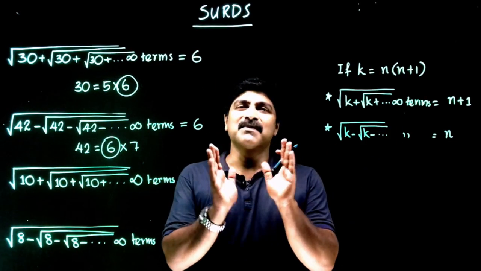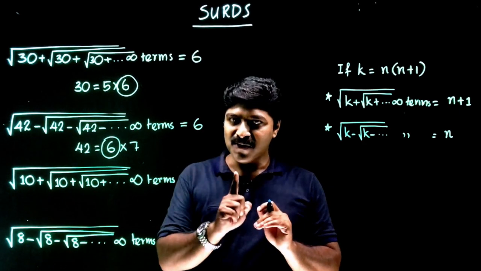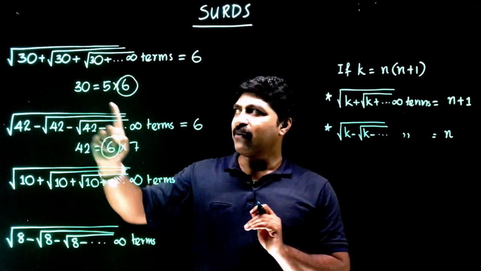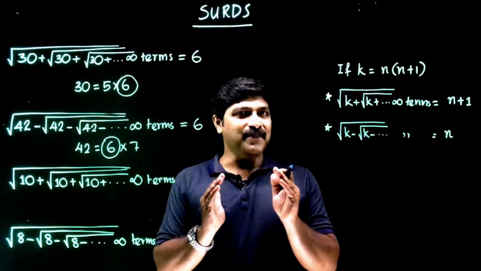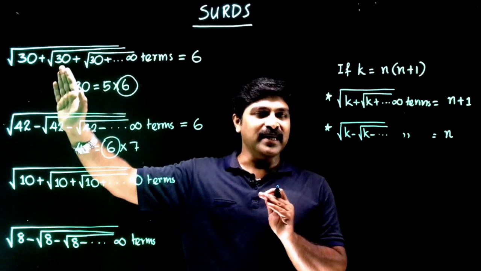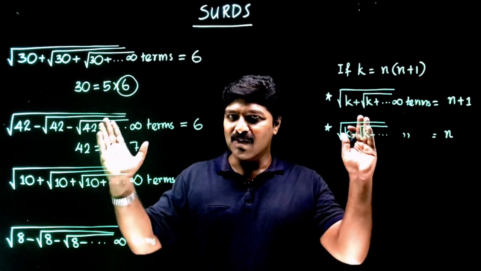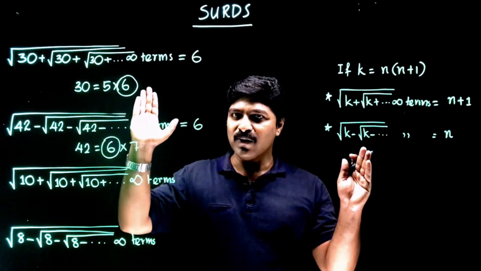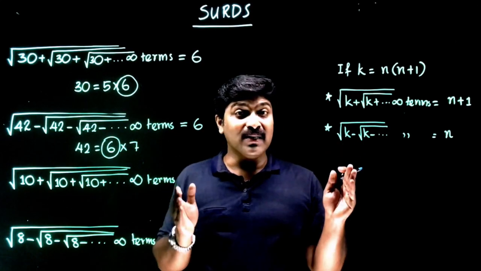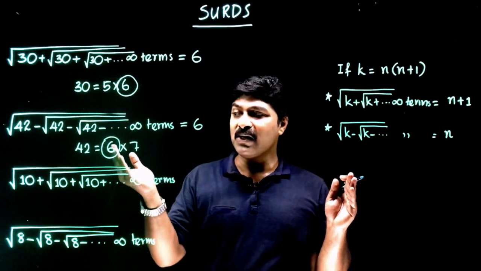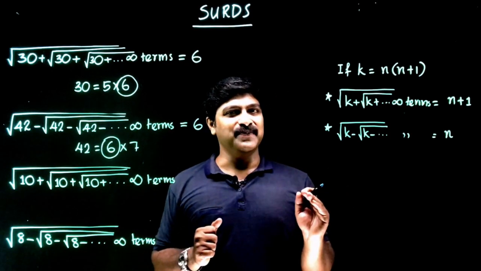So this is a very simple trick. Keep these 2 points in your mind. First, you have to observe whether the given quantity can be expressed as the product of 2 consecutive natural numbers. Second point, whether the given question contains a successive addition or subtraction. If it is the case of successive addition, you have to take the larger factor among the given 2 successive factors. If it is the case of subtraction, you have to take the smaller factor among the given 2 factors.